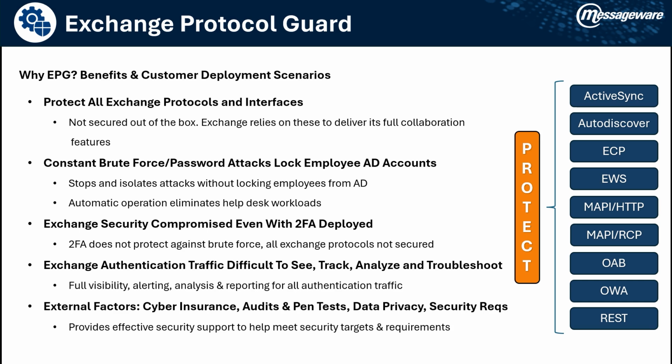Security troubleshooting is another challenge. Analyzing authentication data typically means digging through logs and manually sifting through user data, which frequently results in mistakes and missed security events. EPG's reporting system presents all of that data in an easy-to-view, easy-to-access way, with no real effort required from the security team. Finally, there are external factors to consider, like cybersecurity insurance requirements, penetration testing findings that highlight vulnerabilities, and ongoing data privacy, compliance, and government regulations. Exchange Protocol Guard can be a practical and effective tool in meeting all of these security requirements.